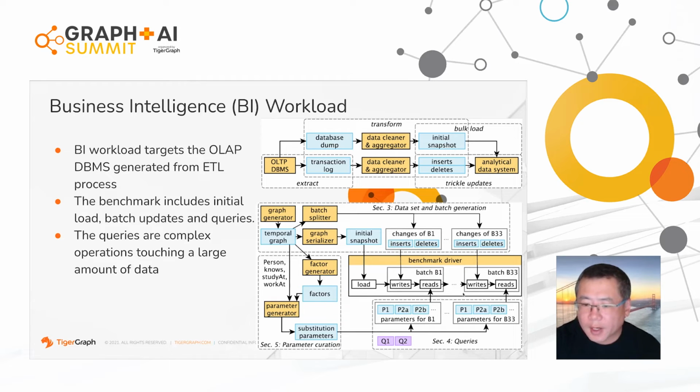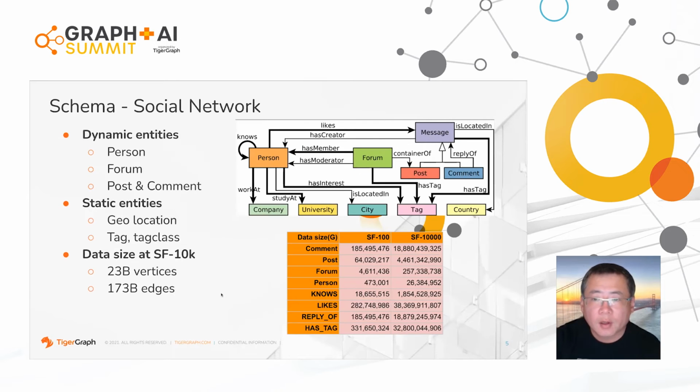I think that is a brief introduction of how the benchmark driver and the benchmark process look. Now let's take a further look at how the query results look. Before I go to the query results, I'm going to briefly describe the social network benchmark schema.